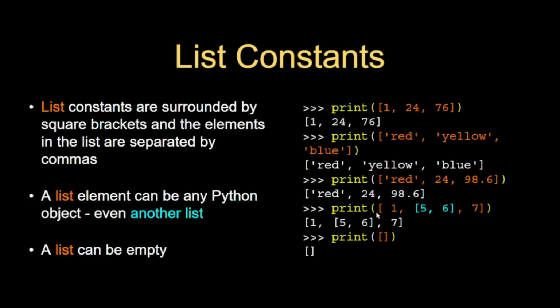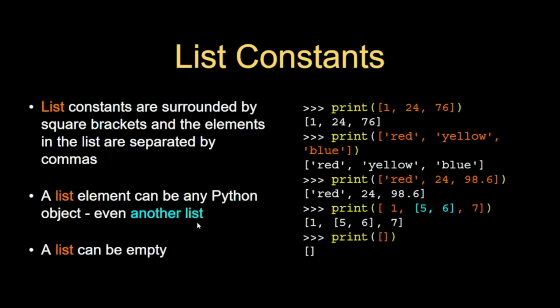In the other example we can see that we can also store a list inside of a list. Here is an example of a list where it contains three values. The first is an integer value, the second is a list containing two values, 5 and 6, and the third value in the original list is 7 as an integer. So here is a list which contains three values, two of them are integers and one of them is a list. If you print this, it will print this output, and you can also print an empty list. So a list element can be any Python object, even another list, and a list can be empty as well.